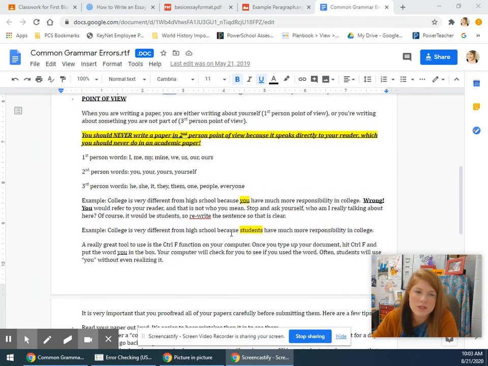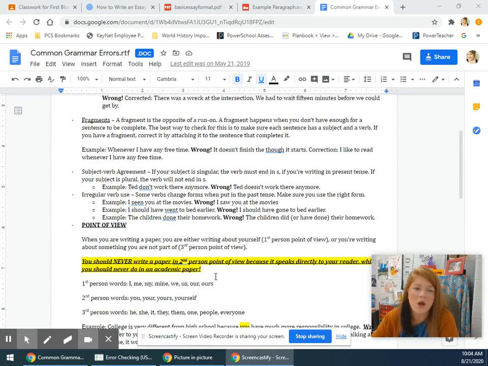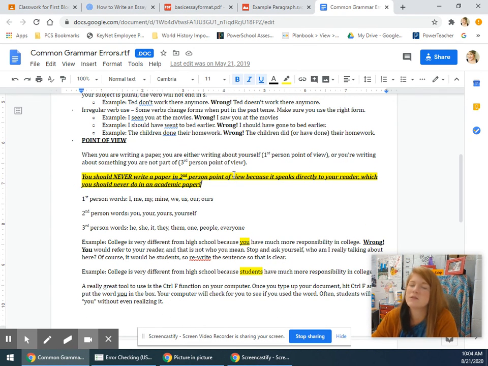But I would strongly suggest to read this and look over this before your first essay is due. You should never write a paper in second person point of view because it speaks directly to your reader. In this class, you will never be speaking to your reader. These are informational texts. You're not writing a persuasive essay. Most of your essays will be comparison essays, so you're never trying to persuade a reader one way or the other. Never put you, never put I in essays for this class.